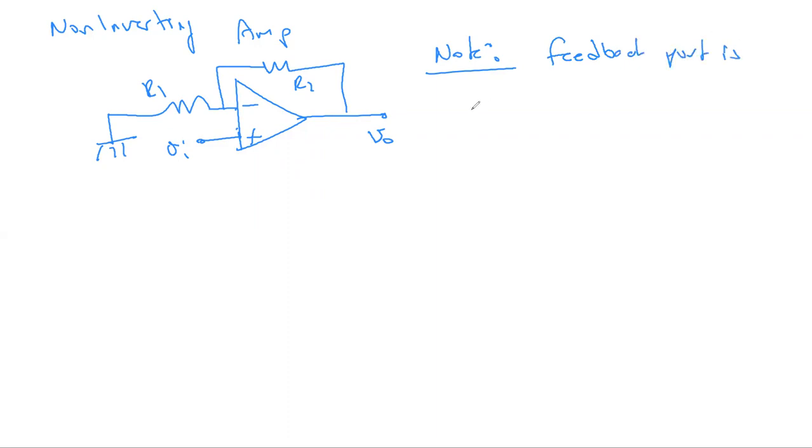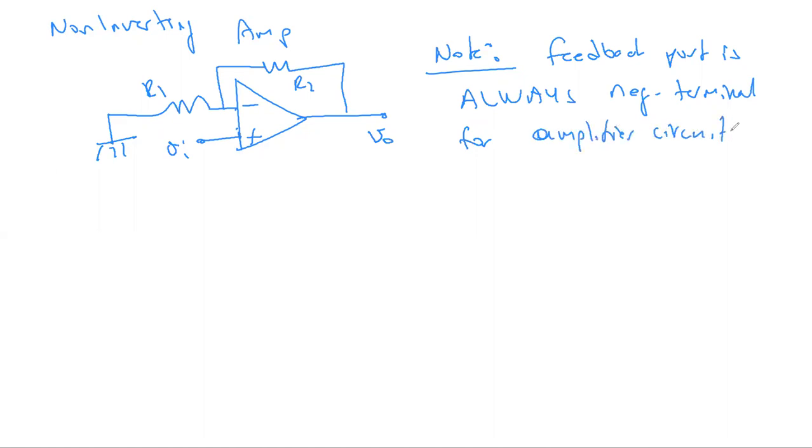Another note I'm going to write here is you are seeing the feedback port is always the negative input terminal for amplifier circuits. If you are going to be using an op-amp as a linear amplifier, you must always get this output to input feedback from the negative terminal.